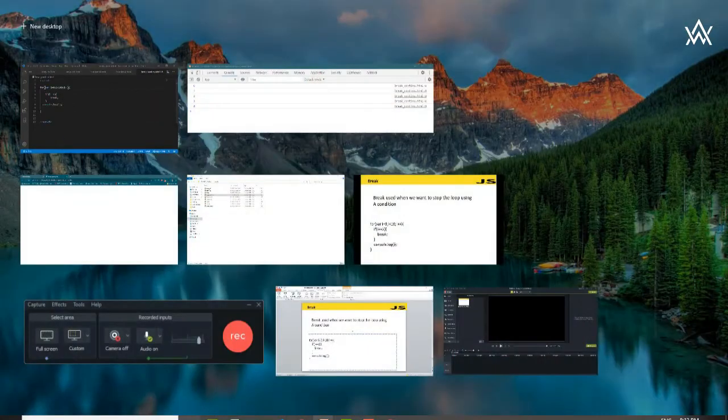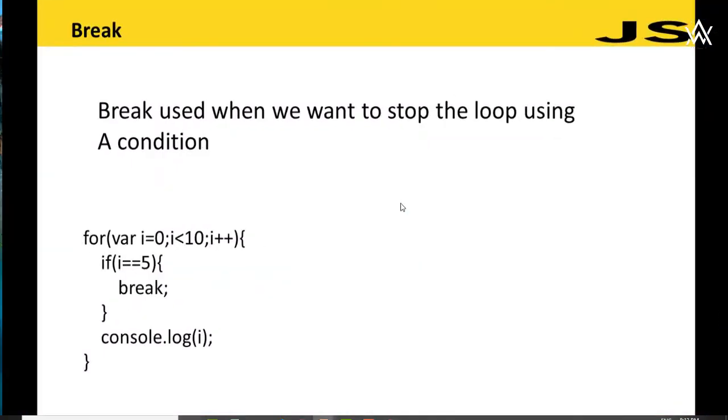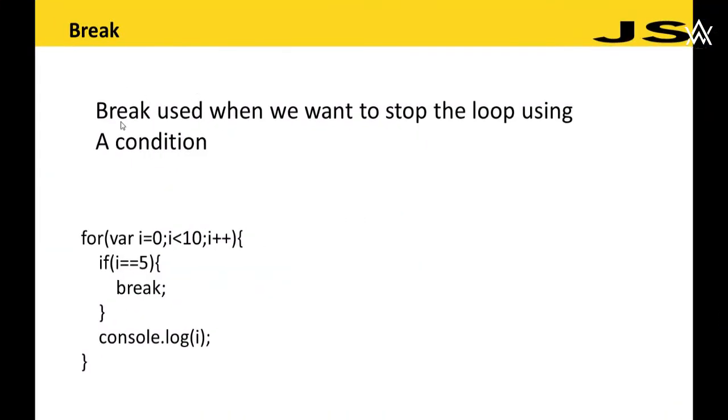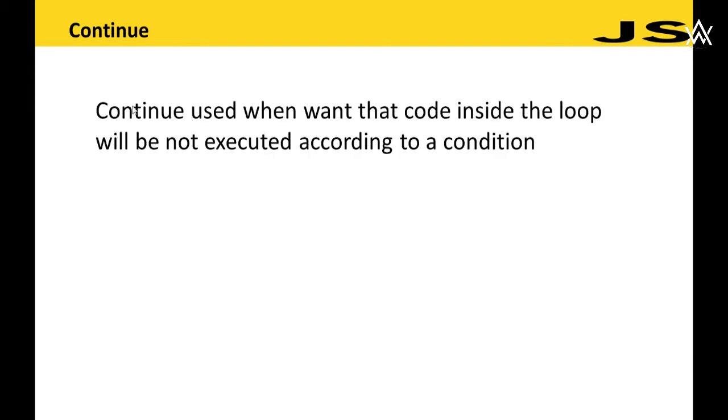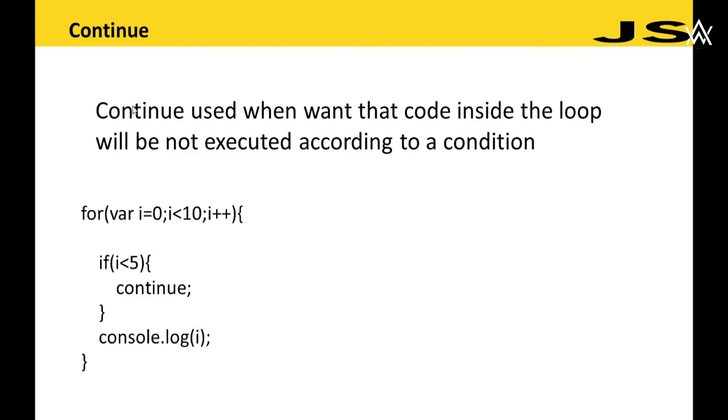So I will go back to my presentation very quick. Now this concept is very simple. We will practice that in the exercises. Now I will go to another concept that's a little bit confusing for beginners. The continue keyword. Continue is used when we want a code inside the loop not to be executed according to a condition. This is not a little bit clear, so we will see an example.